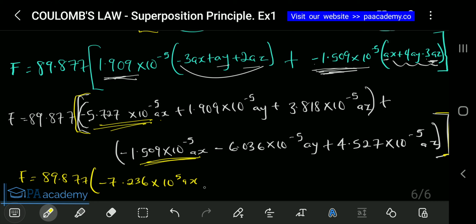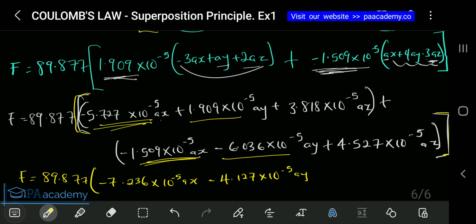Okay. Then the next one is we are going to add up 1.909 times 10 to the power minus 5 AY with this minus 6.036 times 10 to the power minus 5 AY. So this is 10 to the power minus 5. So this will give us minus 4.127 times 10 raised to the power minus 5 AY.